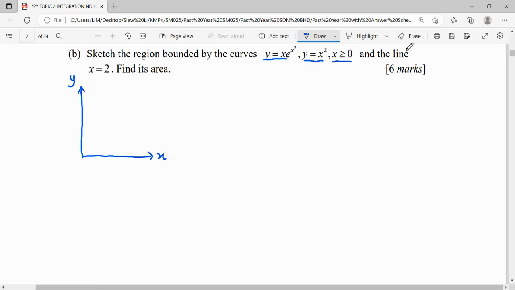So for the first graph, y equals e to the power of x squared is an exponential graph. It will be shooting up, starting from when x equals 0, y equals 0. So it will start from the origin, and then it curves up. Then we label our graph.